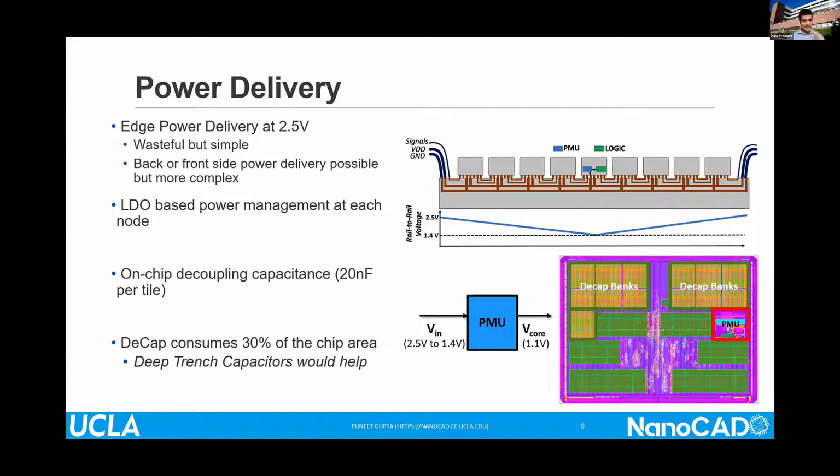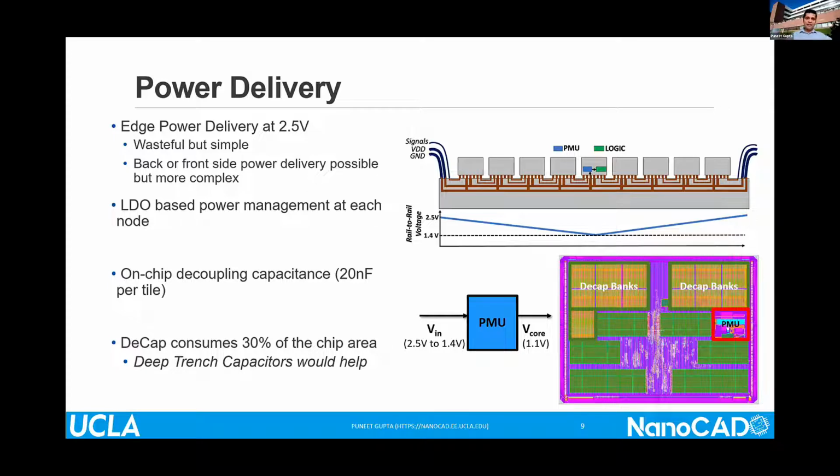So how did we deliver power on this? What we decided, at least for this run, was to deliver power from the edges of the wafer. Now, this may sound a little bit weird because you will get tons of losses going into the center of the wafer. But I completely agree, it's very wasteful, but it is very simple.